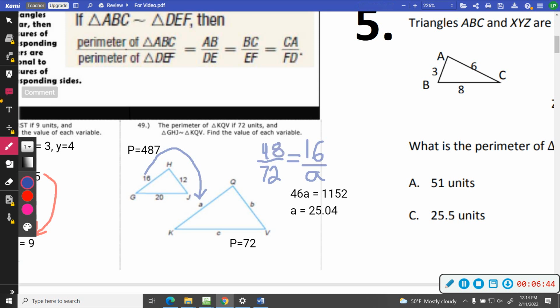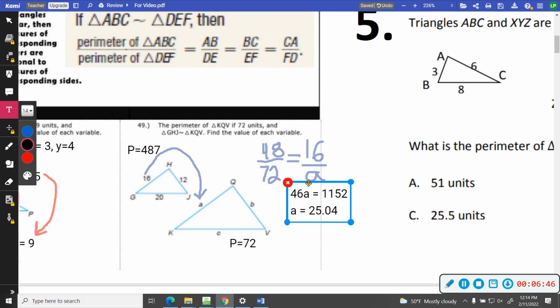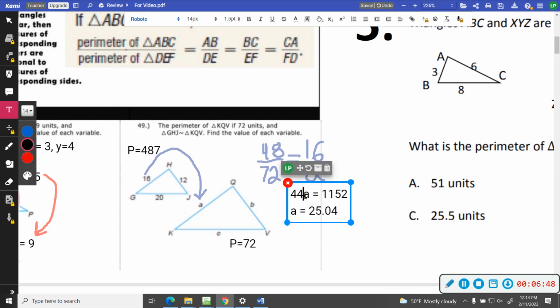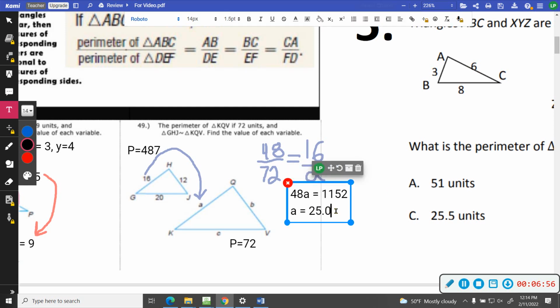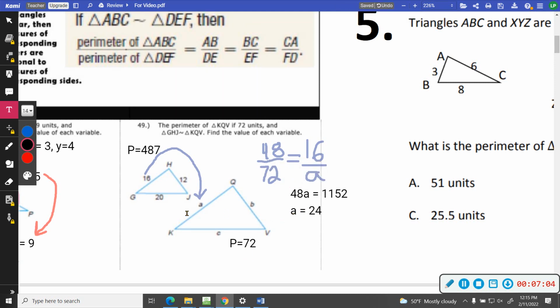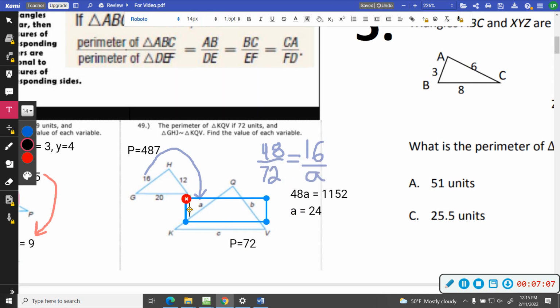So now that would be 48A. And now let's see what I get. 1152 divided by 48. That's 24. And the reason why I thought it couldn't be a decimal is because my perimeter is a whole number. So I figure probably the other values will also be whole numbers. So we just found A. A is 24. And that's lowercase a.